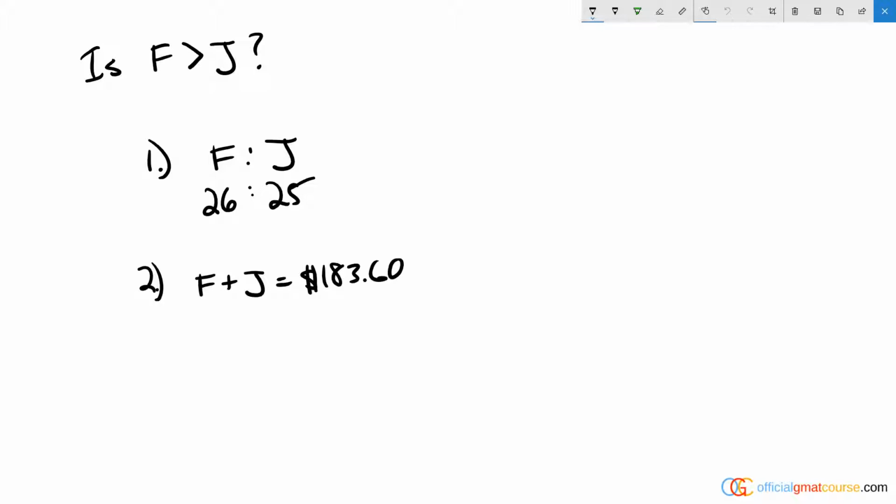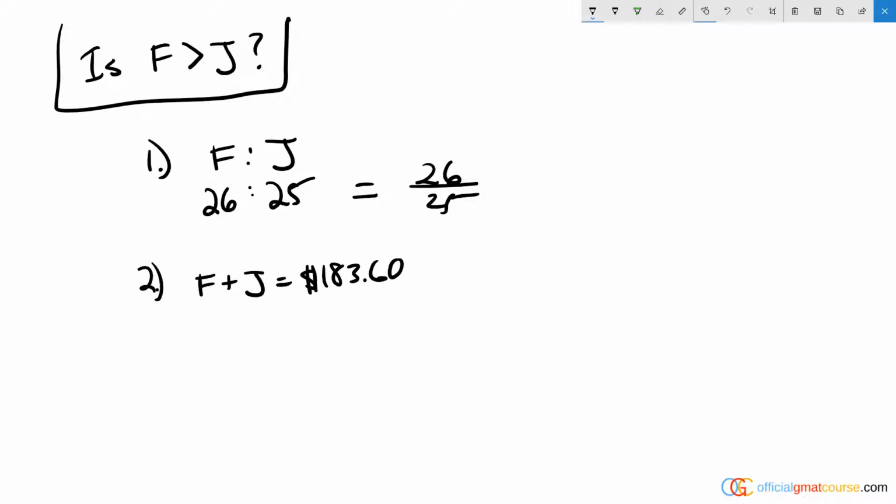So was the amount of John's heating bill for February greater than it was for January? Is F bigger than J? Statement one gives us a ratio, gives it to us as a fraction. So I wanted to unpack it as a ratio just to show so you can get comfortable with the idea that this is equal to this same idea.